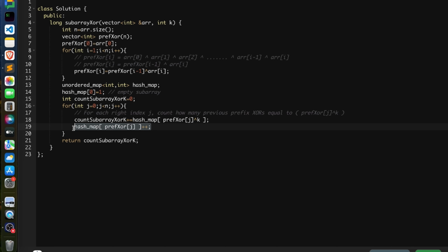and at the end just increment your current prefix XOR. So hash map essentially stores the frequency of each prefix XOR, so we have to increment the frequency for the current prefix XOR. And at the end just return the count, how many subarrays are there whose XOR is equal to k. I hope you understand this part.